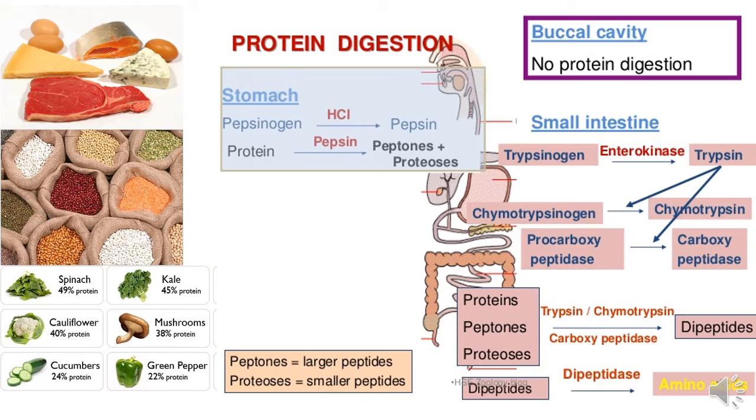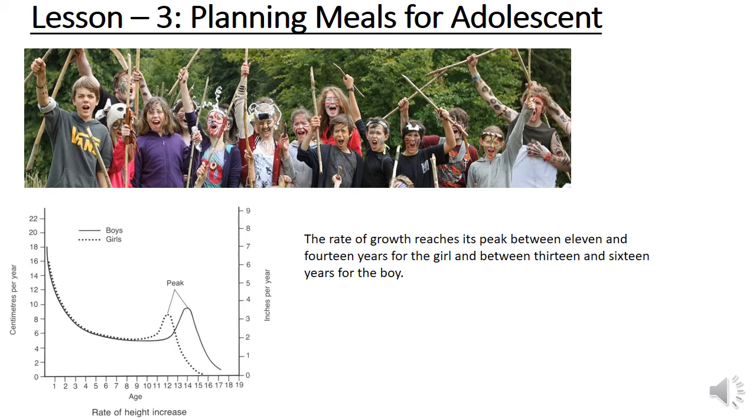Now we learn another important thing. Let's go to the next lesson. Okay, planning meals for adolescents. Adolescents are those aged from 10, 11 to 18, 19, and this adolescent period is a very rapid growth period. Different types of development happen, like physical, mental, social, and emotional growth. And most importantly, the growth, meaning height and weight, is a very important thing for adolescents.